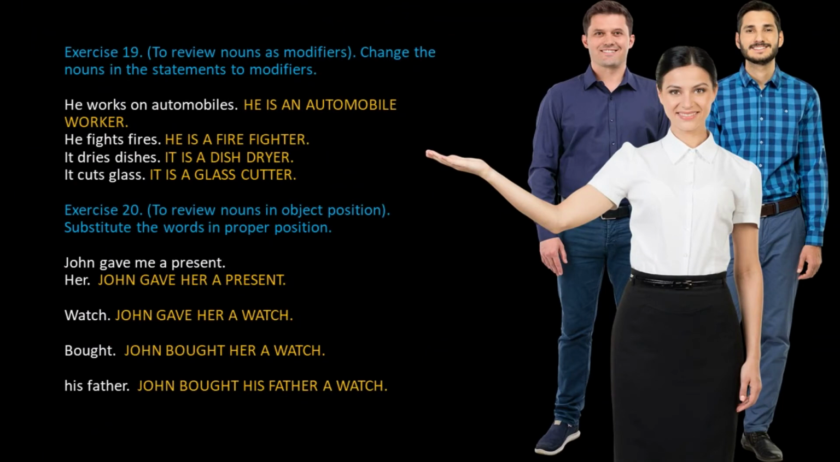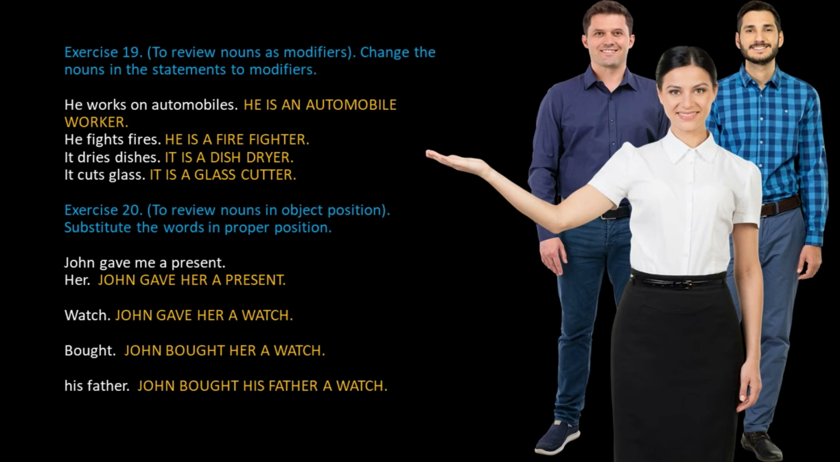Exercise 19. To review nouns as modifiers. Change the nouns in the statements to modifiers. For example, He works on automobiles. He is an automobile worker. He fights fires. He is a firefighter. It dries dishes. It is a dish dryer. It cuts glass. It is a glass cutter.